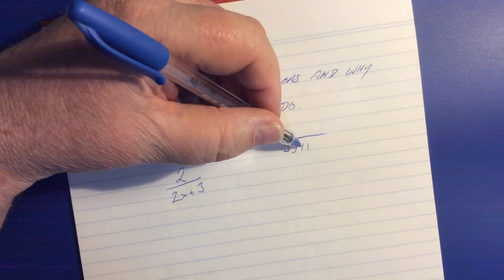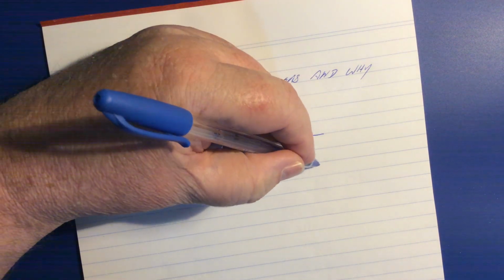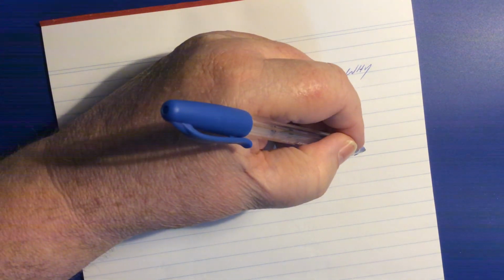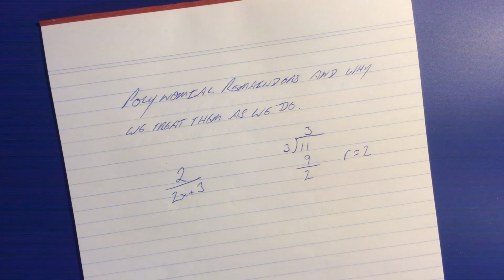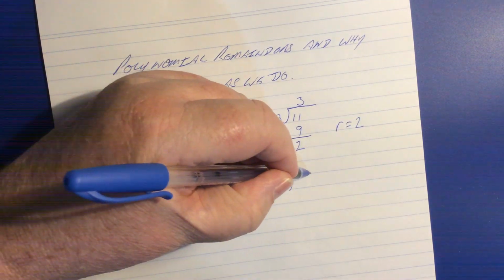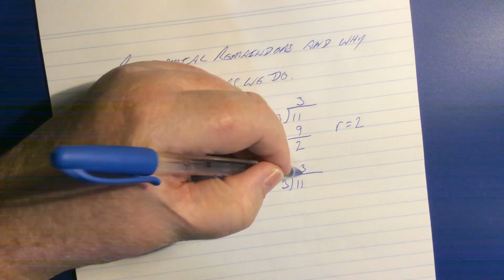So 11 divided by 3. Well, we know that 3 goes into 11 3 times, and that gives us 9, and we get a remainder of 2. And so it is perfectly reasonable, although slightly unhelpful, to say that 11 divided by 3 is 3 with a remainder of 2. Now, how can we make this more informative and more accurate? Well, there's another way, of course, and I'll just set this up.